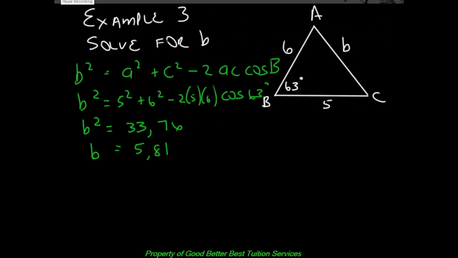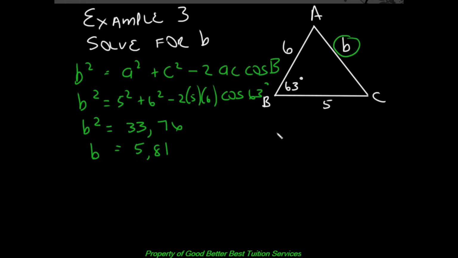In this example, they are asking us to solve for b, and so we are going to say that b squared is equal to a squared plus c squared minus 2ac cos b, and we are going to substitute what we have. We have 5 squared plus 6 squared minus 2 times a times c cos of 63. And we find that b squared is equal to 33,76. So b is equal to 5,81.